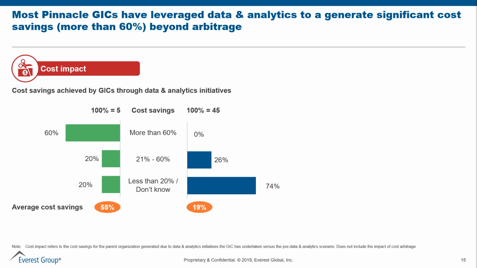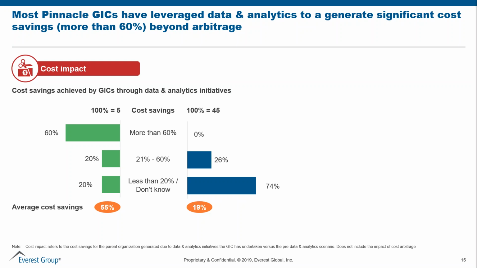Okay, so first, speaking about the cost impact, as I said, Pinnacle GICs have been able to achieve 3x the amount of cost savings than other GICs. Now, what is really driving it is savings that the Pinnacle GICs have been able to achieve on multiple areas beyond arbitrage. So just to talk about a few examples, where this is coming from.